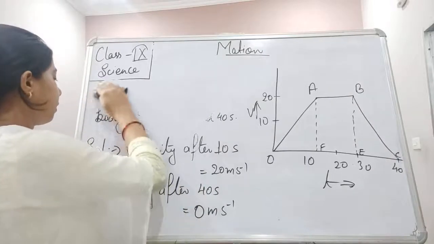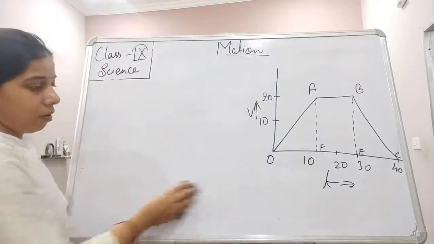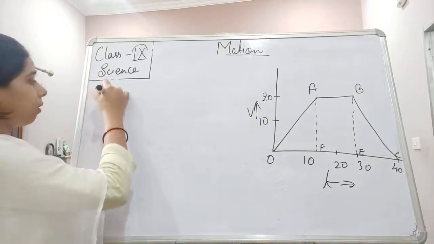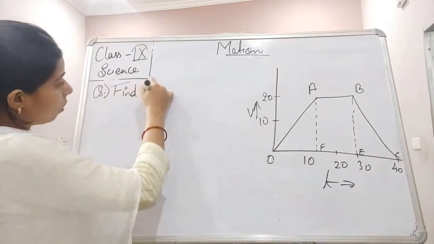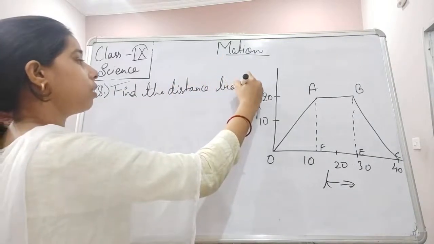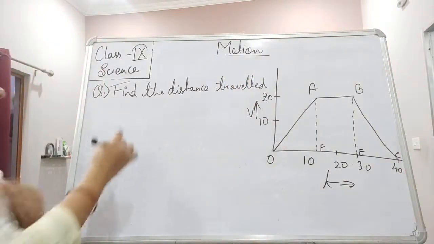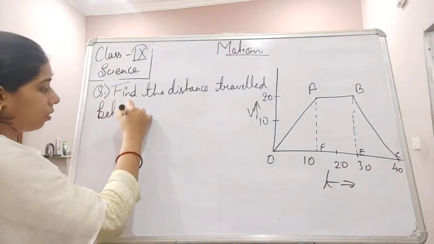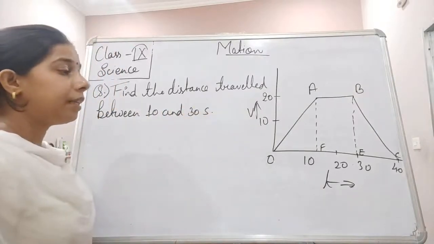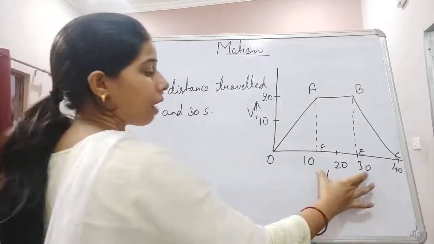Question is, students: find the distance traveled between 10 and 30 seconds. So we have to find here the distance traveled between 10 and 30 seconds.